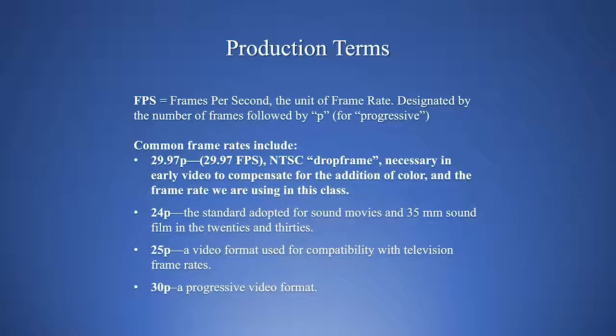This is the NTSC drop frame. That's what it's called. It was necessary in early video to compensate for the addition of color, and that's why they have a partial pixel. The frame rate we have been using in this class is 29.97.